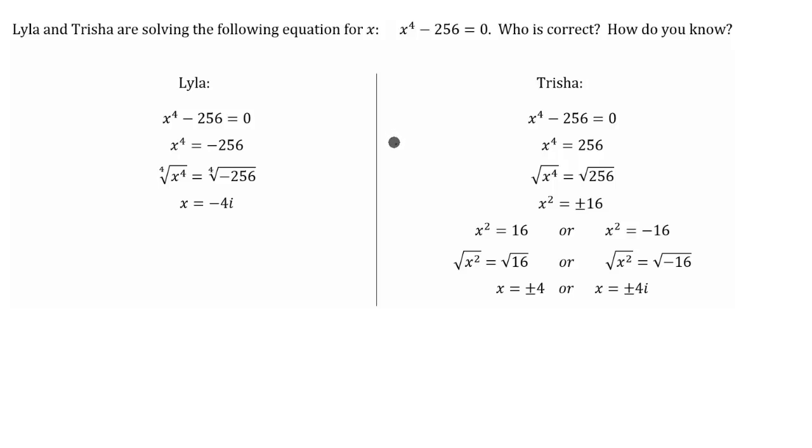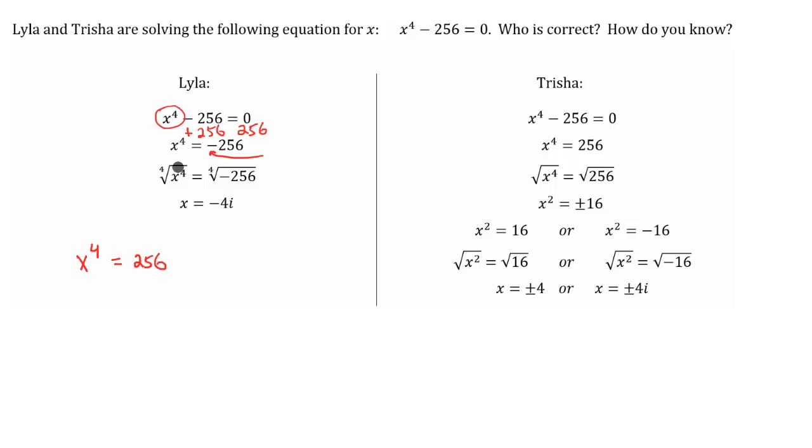Okay, on to the fifth and final question. Lila and Trisha are solving the following equation. Figure out who is correct. Let's take a look. To solve this, we want to get the x to the fourth power by itself. So we add 256 to the left side and the right side. Then we'd be left with x to the fourth equals a positive 256. It looks like there's a negative here, so that's automatically wrong. That's going to make our answer incorrect.